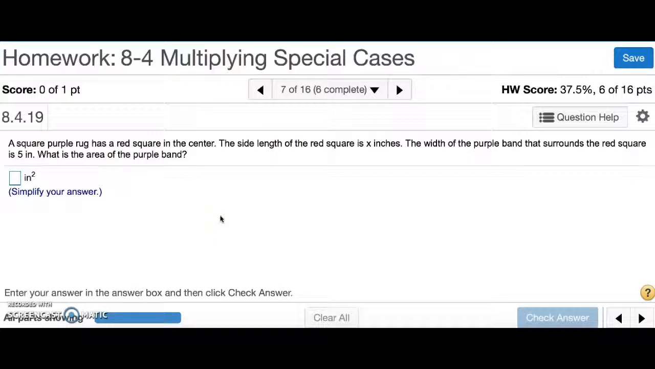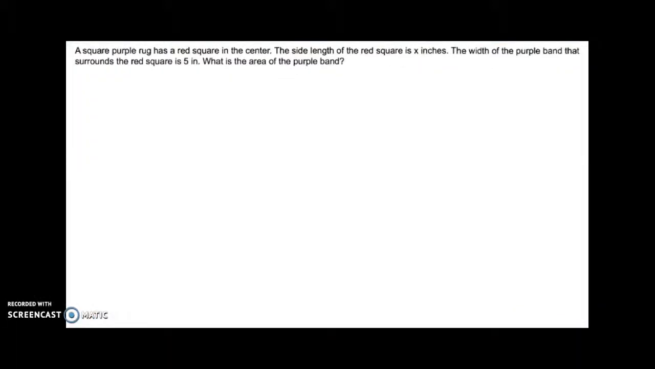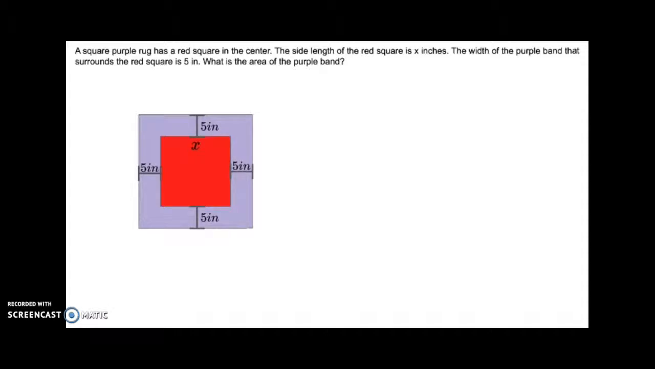So number 7. A square purple rug has a red square in the center. The side length of the red square is x inches. The width of the purple band that surrounds the red square is 5 inches. What is the area of the purple band? So let's take a look at it. The first thing we need to do is draw out the squares. So we have the red square in the middle with the square purple rug.